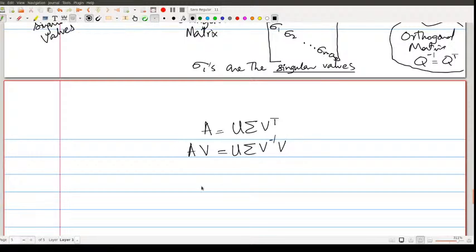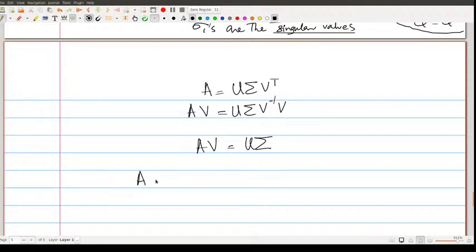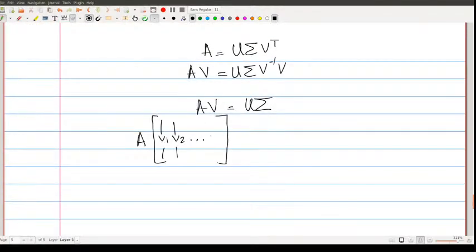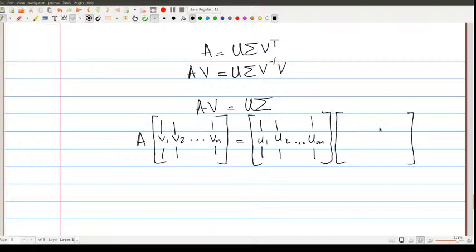This is just identity. So I get AV equals U sigma. Let's write this out. This matrix A has some entries, while V has some column vectors V1, V2, up until how many do we have? We have n by n, so we have Vn of these, right? And U is U1, U2, and so on, and this is being multiplied by these singular values, which are sigma 1, sigma 2, dot, dot, dot.